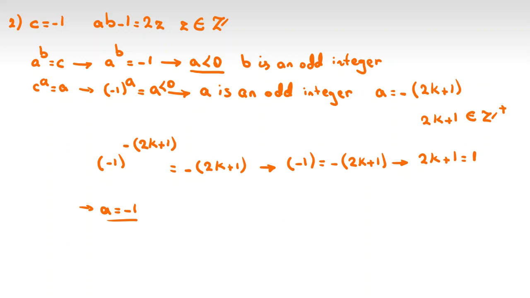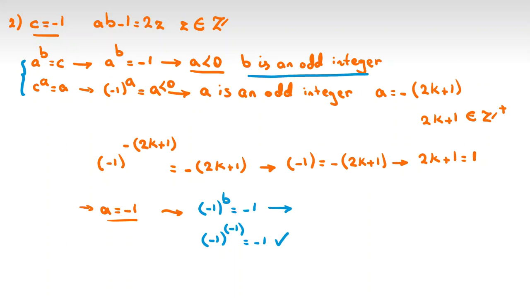Now a is negative 1, c is negative 1. Let's replace again in our main equation. Let me show you our main equation here: a to the power of b, negative 1 to the power of b, equal to c. C is negative 1. And c, negative 1, to the power of a, which is negative 1, equals negative 1. It works. We should only pay attention to this.